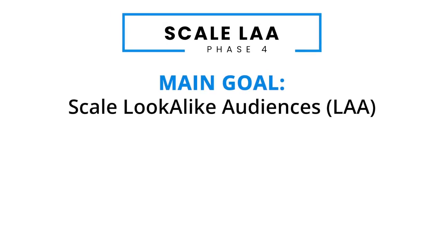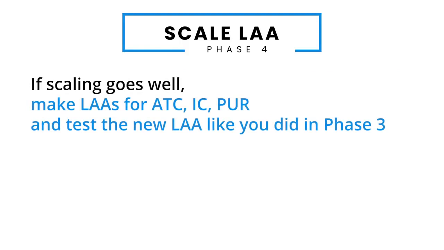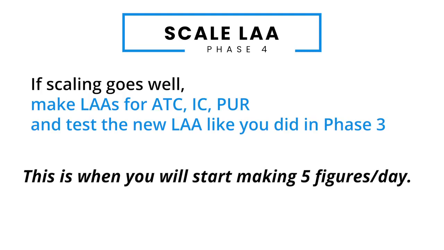In phase 4, we'll try to scale our working lookalike CBOs by using our scale rule and duplicating the working CBOs with higher budgets. If the new CBOs work as well, then we'll continue scaling by duping the working CBOs. Assuming this goes well, you'll soon have enough data to make lookalike audiences for add to cart, initiate checkout, and purchase. You can test these just like phase 3 and dupe the ones that are working. This is when you will start entering the daily 5-figure range consistently.